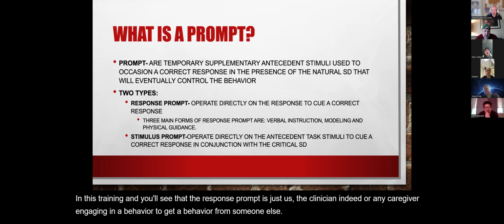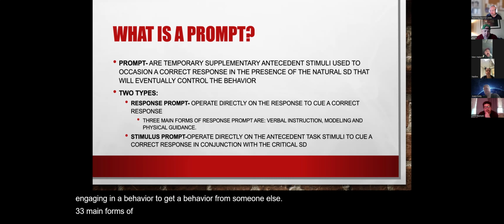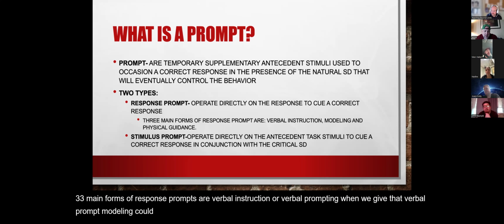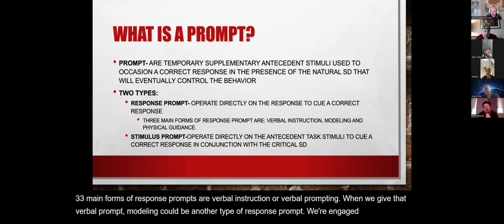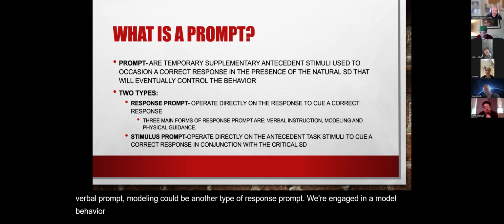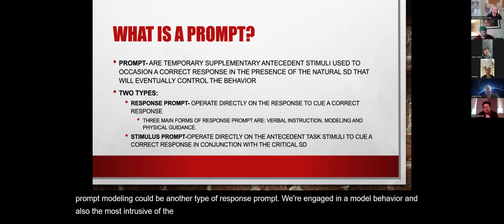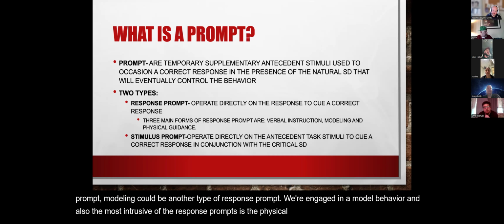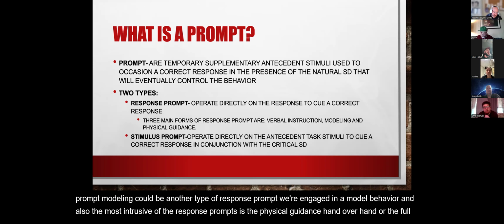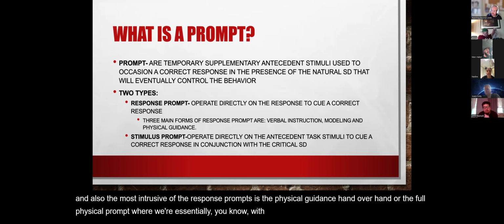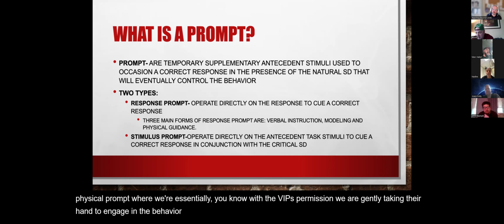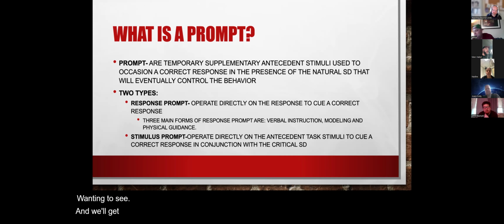Three main forms of response prompts are verbal instruction or verbal prompting, when we give that verbal prompt. Modeling could be another type of response prompt. We're engaged in a model behavior. And also, the most intrusive of the response prompts is the physical guidance, hand over hand, or the full physical prompt, where we're essentially, with the VIP's permission, gently taking their hand to engage in the behavior that we are wanting to see. And we'll get into ways to fade our prompting. Those are some ideas about response prompts.